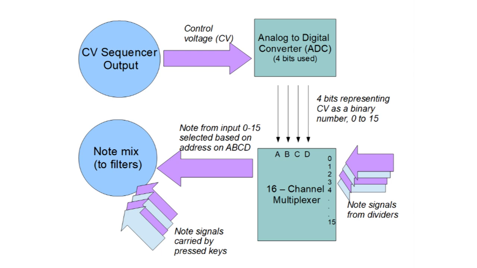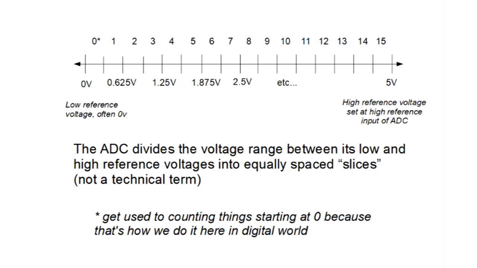And the two main parts of it are an analog-to-digital converter called an ADC, that's an integrated circuit, and another IC called a multiplexer, specifically a 16-channel multiplexer. An analog-to-digital converter, or ADC, divides a voltage range into a certain number of slices, that's not the technical term, determined by its resolution, the number of bits it has. The number of slices is the number of values that can be represented with that many bits of binary, so it's equal to 2 to the power of the resolution in bits.